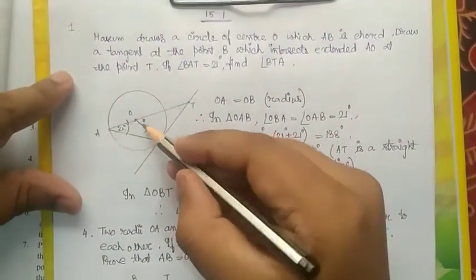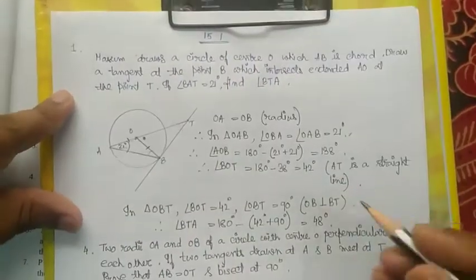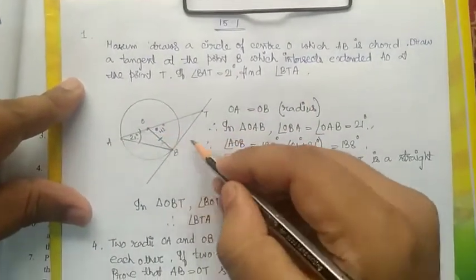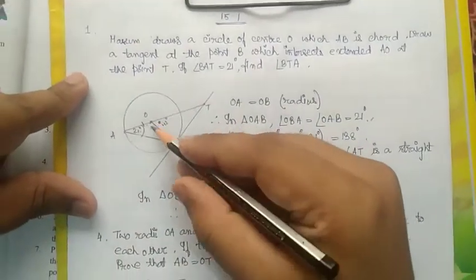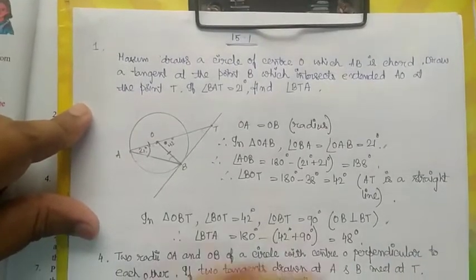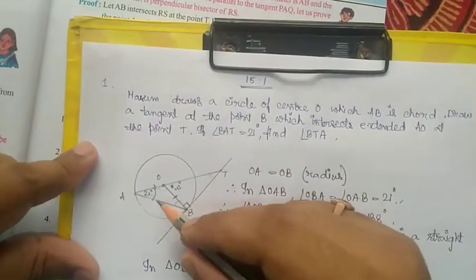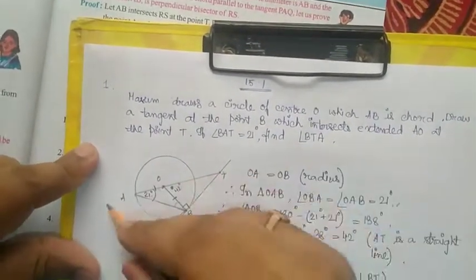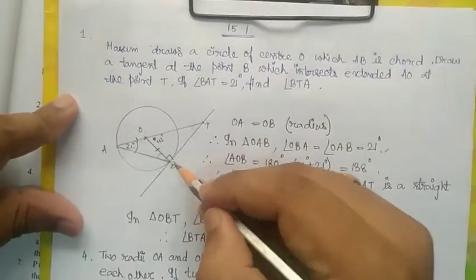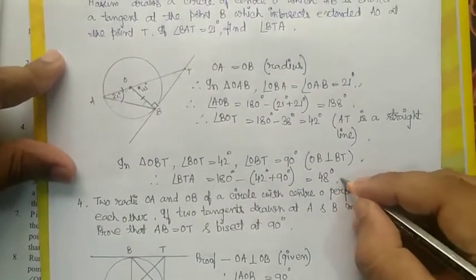Now we consider this triangle OBT. We know this angle is 42 degree, and OB is the radius and BT is a tangent, so therefore radius always perpendicular on the tangent, write that. So therefore angle OBT, this angle is 90 degree. So the remaining angle BTO or BTA both are same. So therefore angle BTA equal to 180 degree minus sum of these two angles. So 180 degree minus 42 degree plus 90 degree. So the answer is 48 degree.